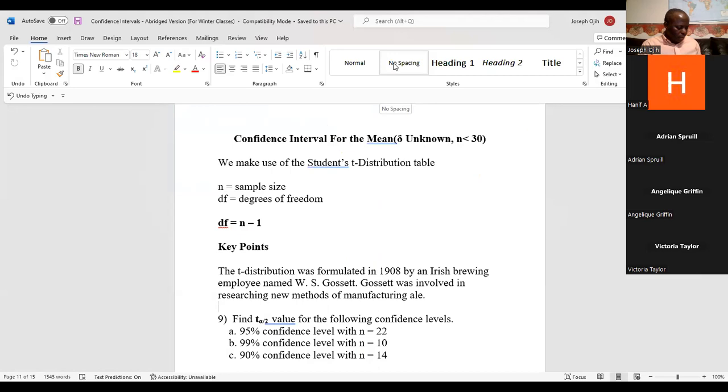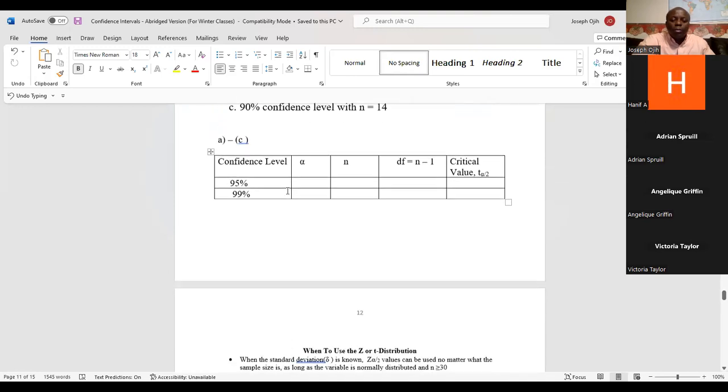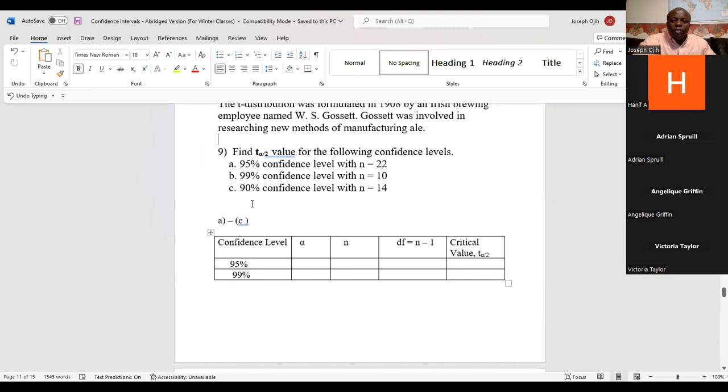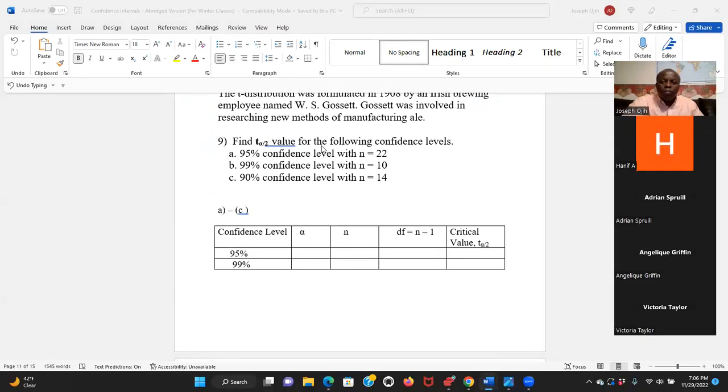All right. Okay, good. So let's see how this works. I will first show you how to use the table to find the critical values, and then we can do an example. The first one says: find t alpha over 2 value for the following confidence level.